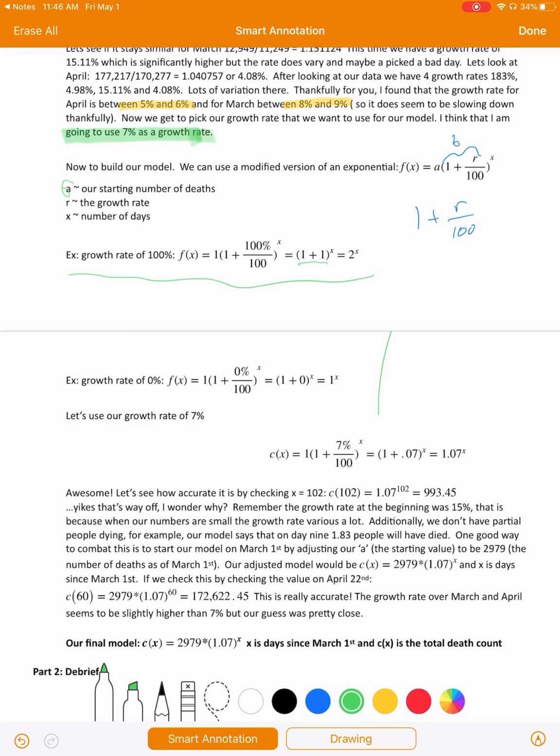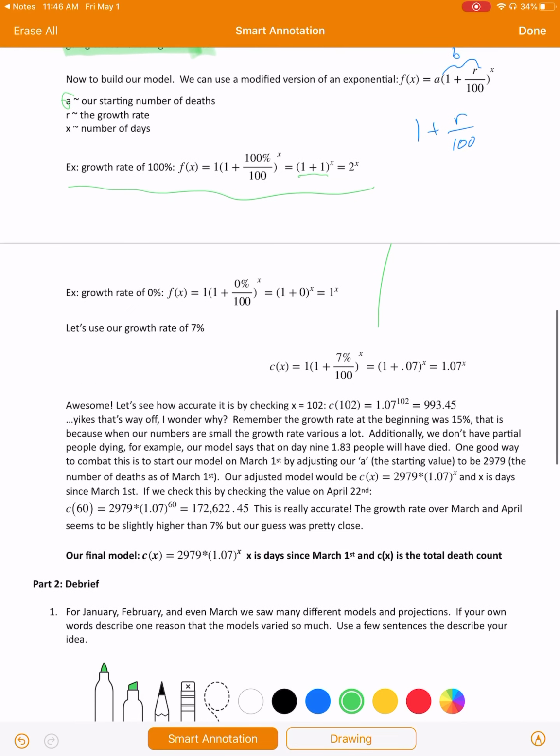that. It'll be if we have 100 cookies, then we have 100, and we have 100, and every day we're going to have 100 because nobody's eating them and nobody's making any more. It's going to stay exactly the same. The growth rate is 0%. And hopefully that makes a little bit of sense.